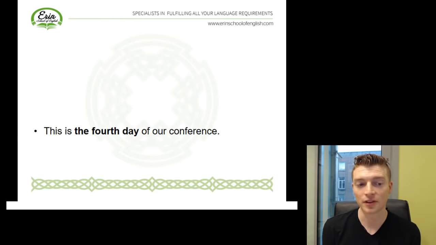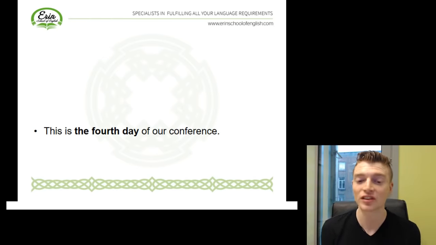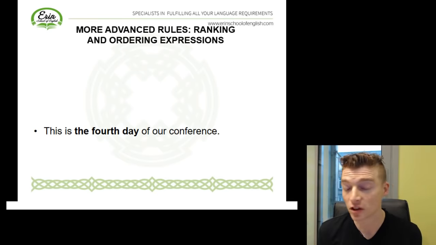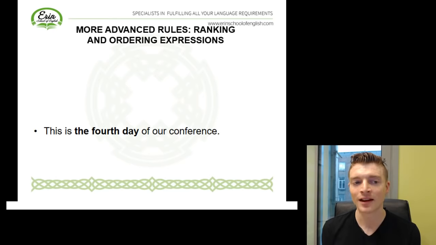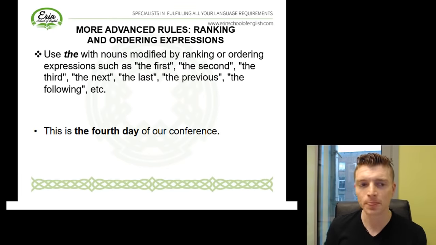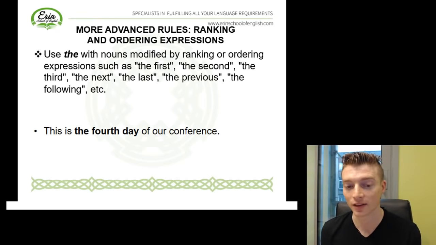So have a look at this example here. This is the 4th day of our conference. So our noun here in bold is day, but have a look at what comes before it. Fourth. And we're using the definite article here. So the next rule is using articles with ranking and ordering expressions. So we use the with nouns that are modified by ranking or ordering expressions.